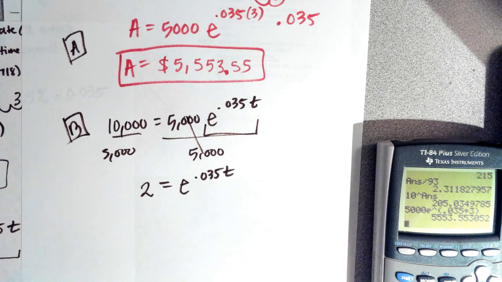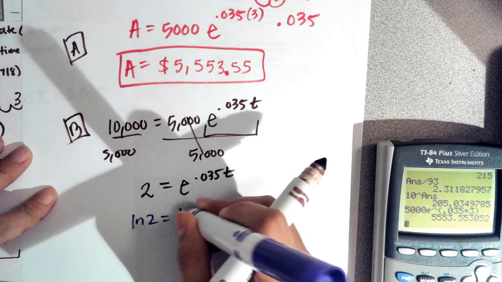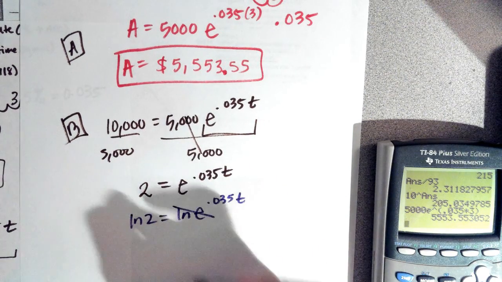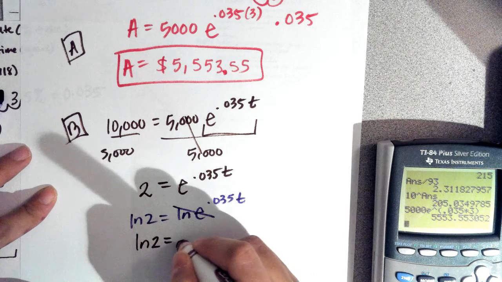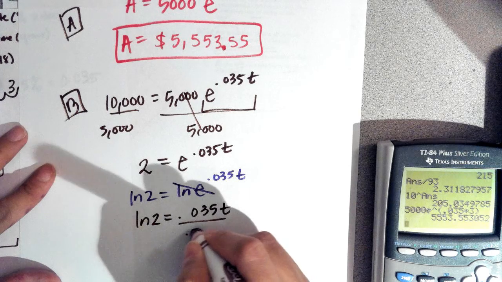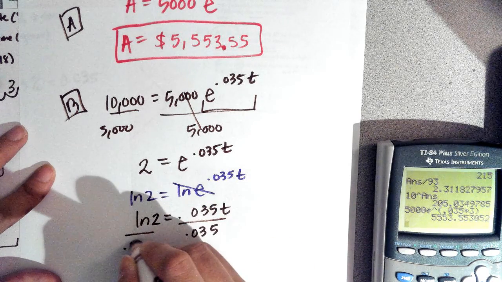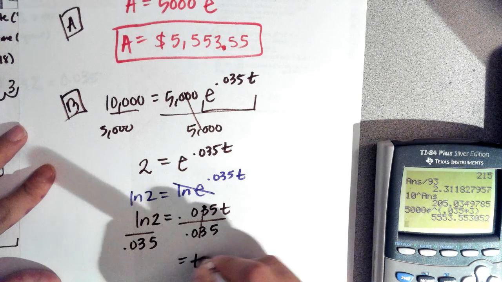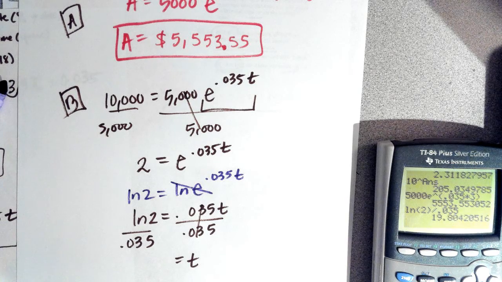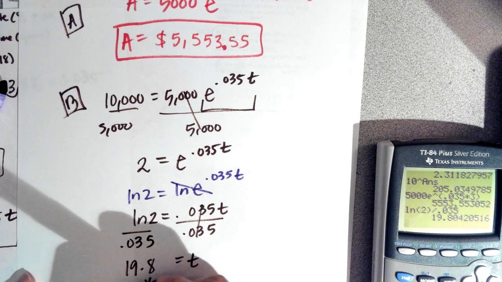Now I need to find t, right? To get rid of the e, I'm going to natural log both sides. What I do to one side, you have to do to the other. And the reason I'm going to do that is because this will make the ln and the e cancel on the right side. So I get ln of 2 equals 0.035t, and then I'm going to divide by 0.035 on both sides. So ln of 2 divided by 0.035, I get 19.8. So that rounds to 19.8 years.